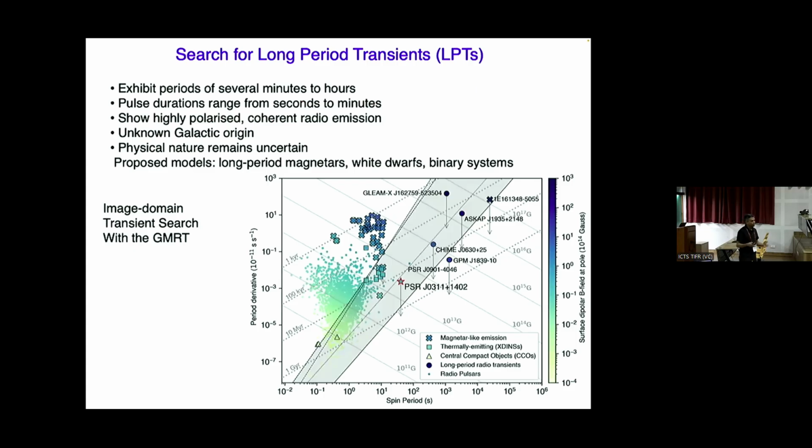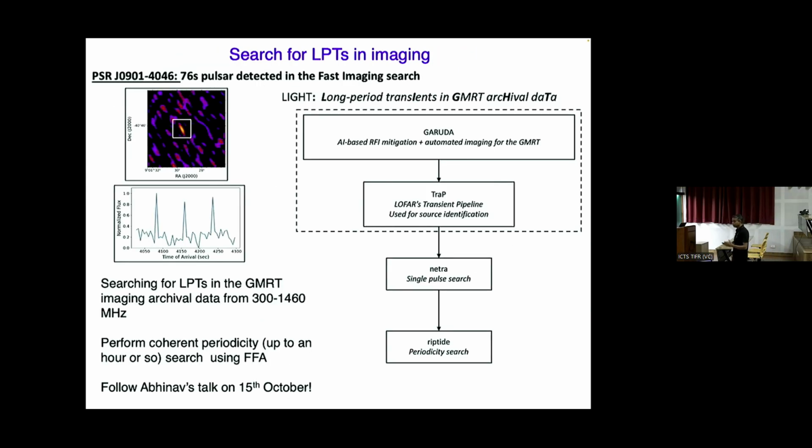So this is already posing questions about whether you need to make some modification to the pulsar emission model, how you can explain them, and what these objects are. The image domain transient search with GMRT is one way to find them, because GMRT is a very sensitive instrument and there is a large amount of archival data. That is what this project is doing, a subset of Spotlight, because the pipeline is being developed there. We'll hear more from Abhinav later in the week about the pipeline.